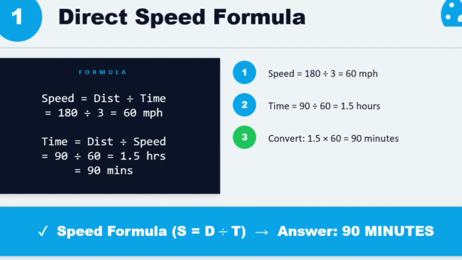So, 1.5 hours is equal to 90 minutes. That is 1.5 times 60, which is equal to 90 minutes. Done. That's our answer, 90 minutes.